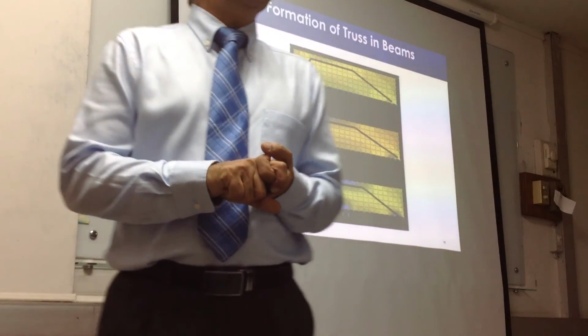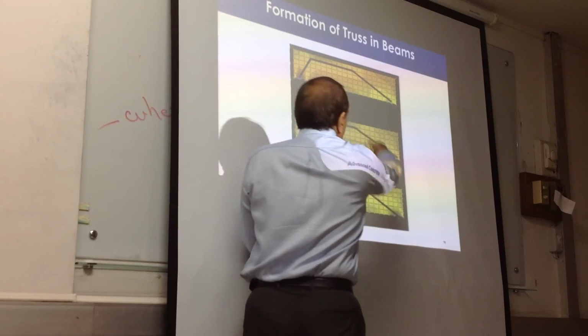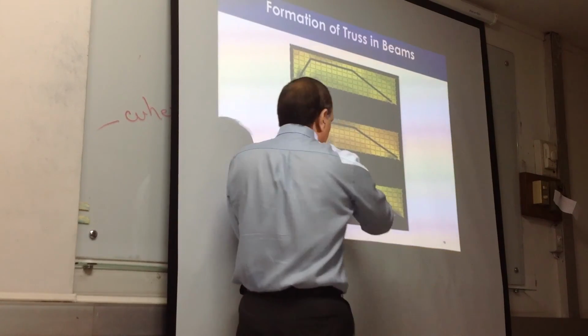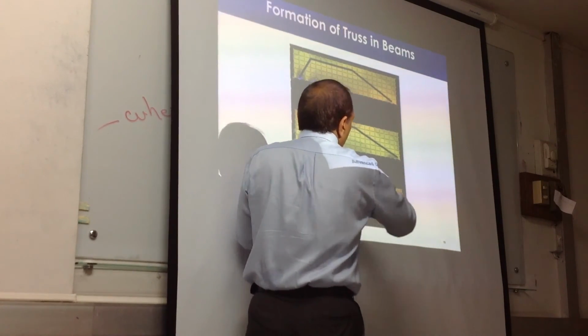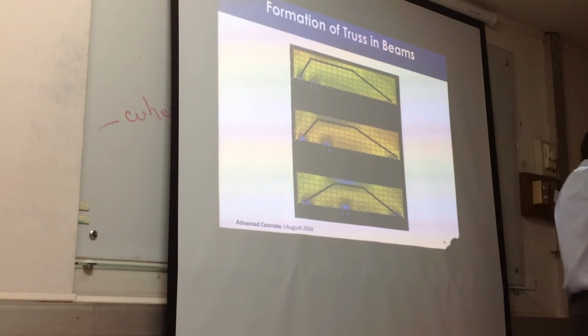It depends only on the dimensions. If it is very big, it will become an arch, a pure arch. If it is medium, it will be a truss. If it is very flat, it will be a beam. So that means the dimension of the beam will determine which behavior will be predominant. And there will be some dimensions in which all three behaviors will be interacting.